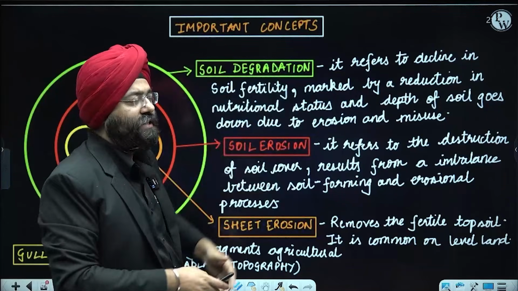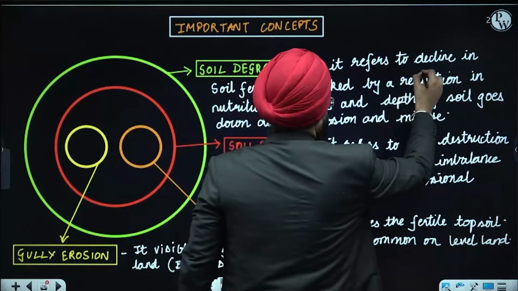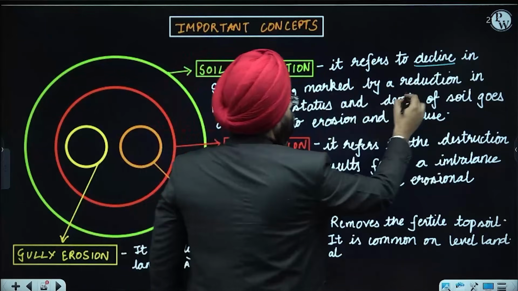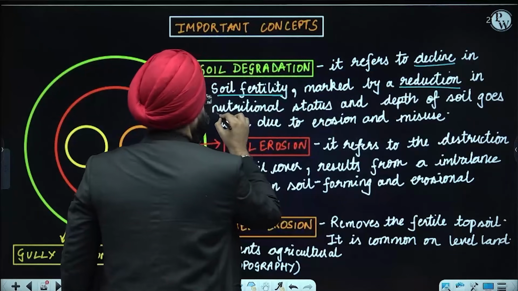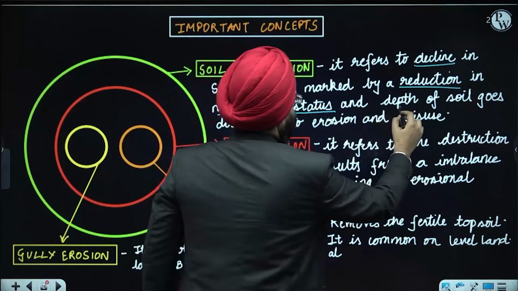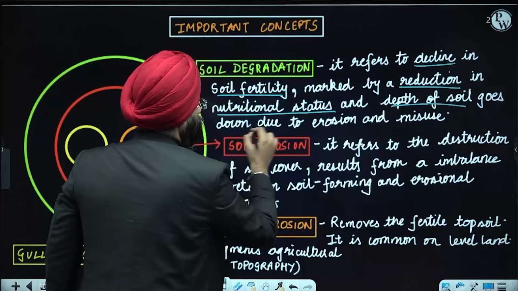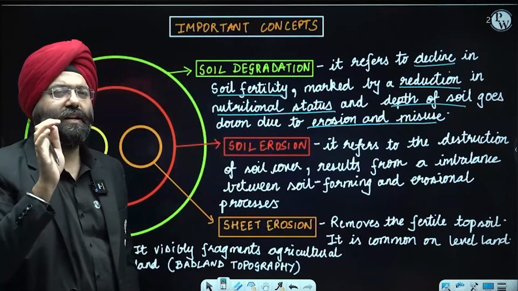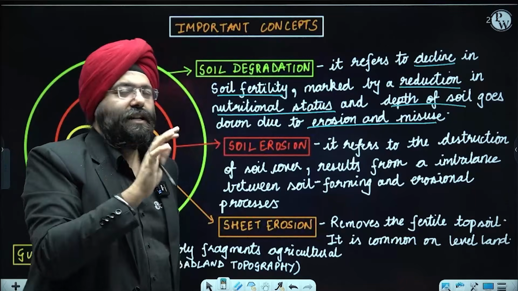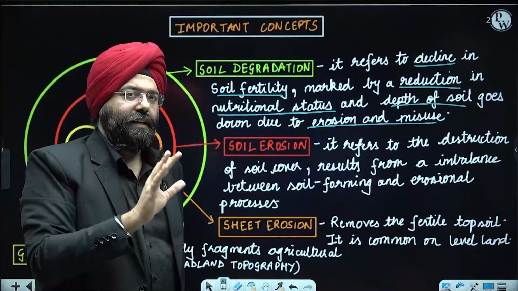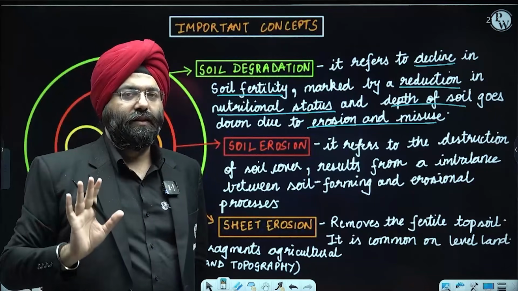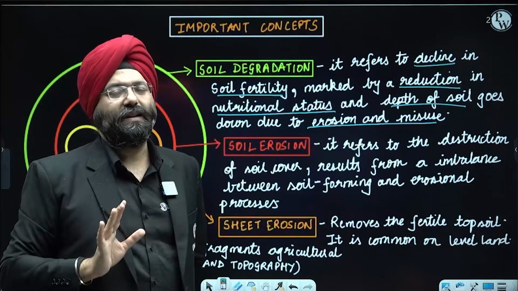It refers to the decline in soil fertility. Remember, it refers to the decline in soil fertility marked by reduction in nutritious status. The depth of soil goes down due to erosion and misuse. Now, the most important thing when I talk about degradation, the core idea is that the fertility of the soil is decreasing due to various reasons. If you want to remember it, that will be the best way.